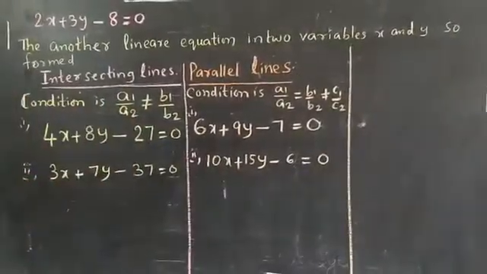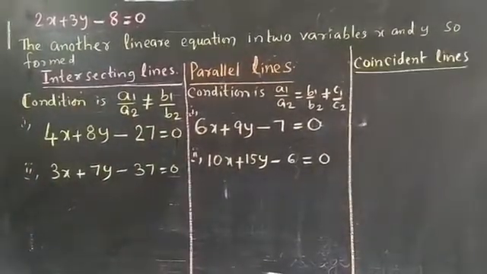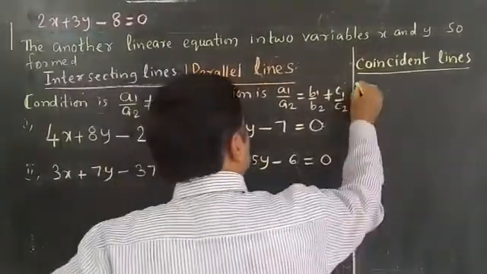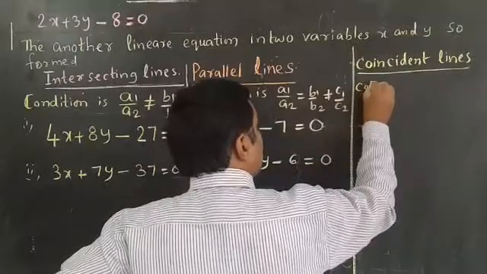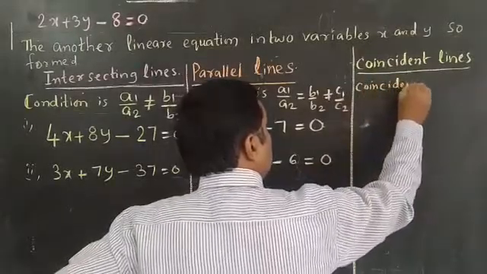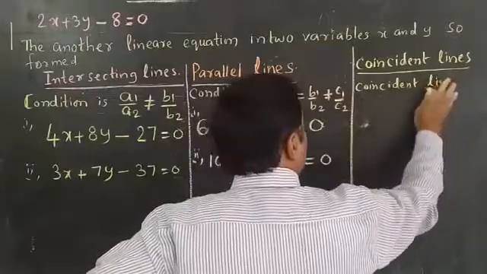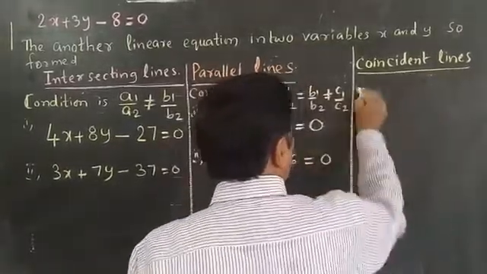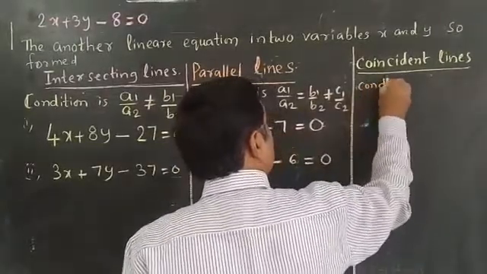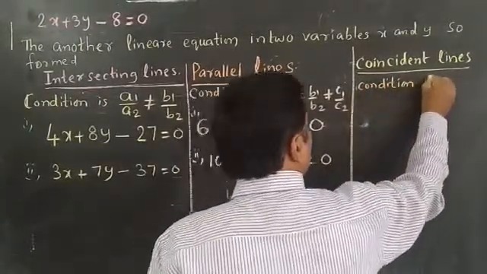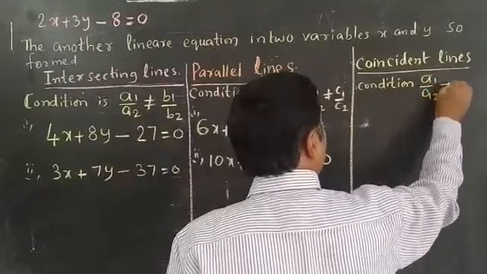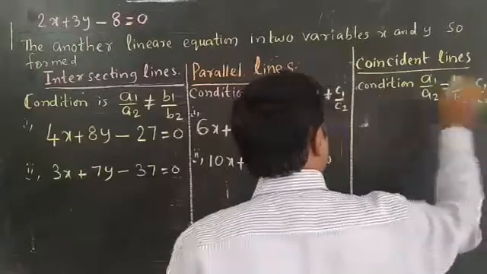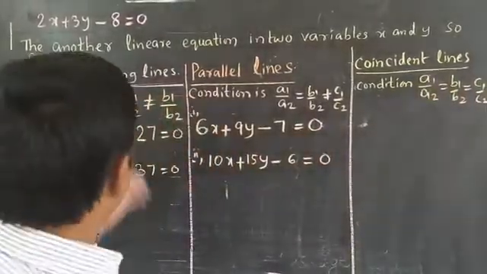The next is asking to make coincident lines. What is the condition for coincident lines, sir? The condition of coincidence is a1 by a2 is equal to b1 by b2 is equal to c1 by c2. This is the condition. Okay, how to make it?